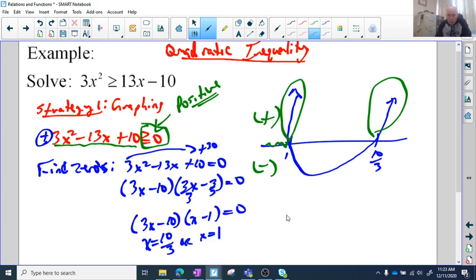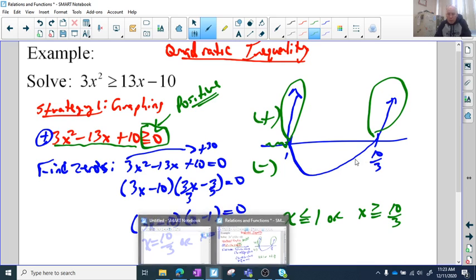So the interval would be x is less than or equal to 1. Now I'm going to include 1 because it said it could equal 0. Or the x value could be greater than or equal to 10 over 3. And that's it. So any x value you pick in these intervals, if you were to fill them into this original inequality, it would make for a true statement.